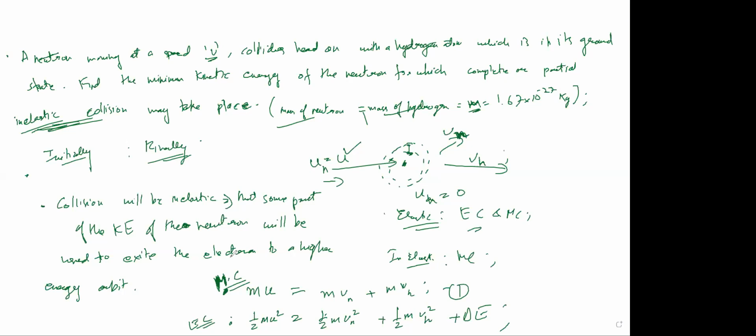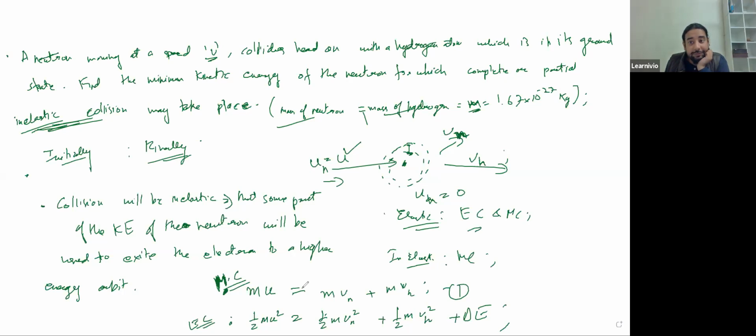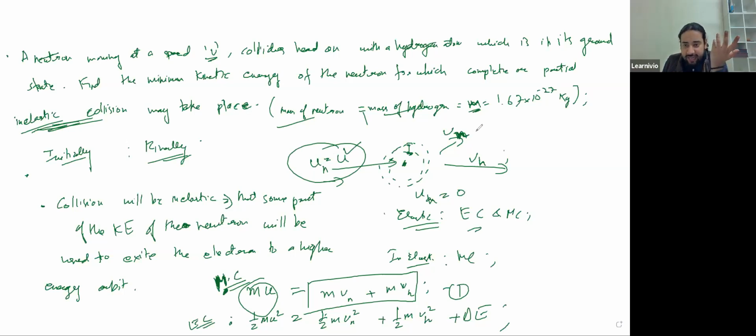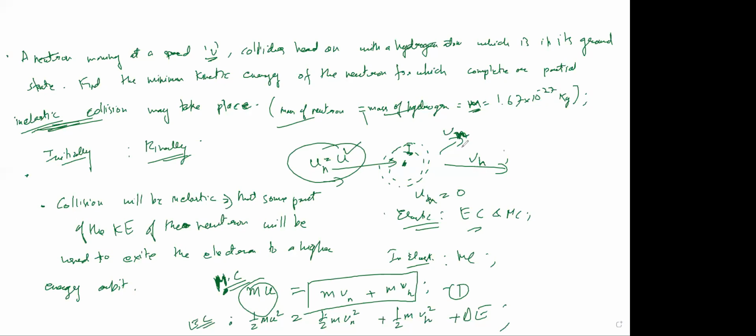So is it mu equal to mVn plus mVh? Yes. So momentum conservation, right? This is the initial momentum, and this total is the final momentum, right? Because initially the neutron was only moving with u, the hydrogen was stationary, so uh is equal to 0, and finally we are saying it is moving with some Vn, the neutron, and the hydrogen is moving with some Vh. Okay, done, sir. Lovely.